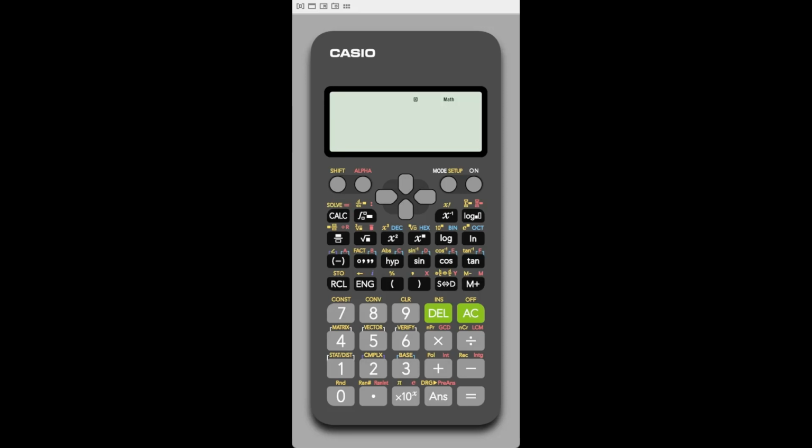Hi all, we can use our calculator in simulation model, which is more effective and useful. Here, we will discuss the use of the FX991 model in an emulator form.